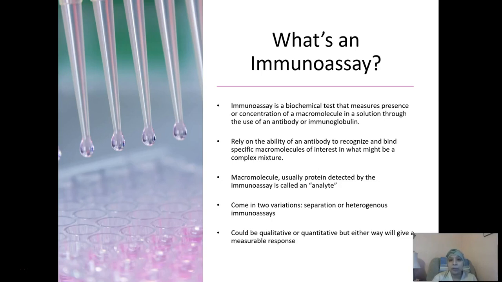There are two different ways that you can perform these types of assays. Some of them are separation or heterogeneous immunoassays, where you separate the sample out and then examine it. In heterogeneous immunoassays, you may be looking for multiple things in a separated mixture or in a complex mixture. These can be both qualitative or quantitative. Some of the methods are just semi-quantitative, and some are more analytically quantitative and give you a very clear measurable response.